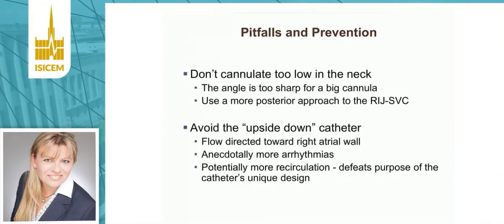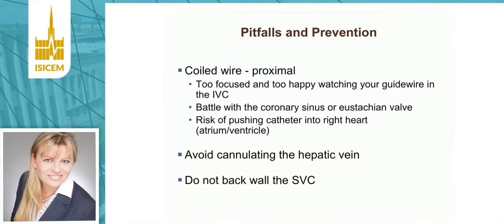So some take home messages: don't cannulate too low in the neck, especially for the dual lumen cannula, if the angle is too sharp for the big cannula, and use a more posterior approach. Also avoid the upside down catheter and flow directed toward the right atrial wall. Potentially there can be more recirculation in this situation, and it defeats the purpose of the catheter in this unique design. Also, as we have seen, cannulating the hepatic vein should be avoided.